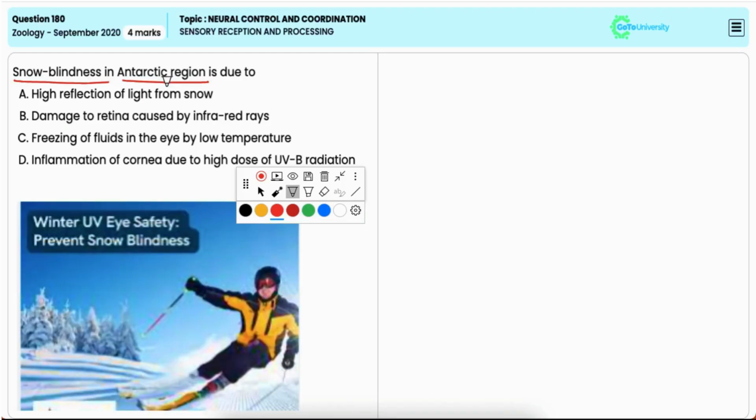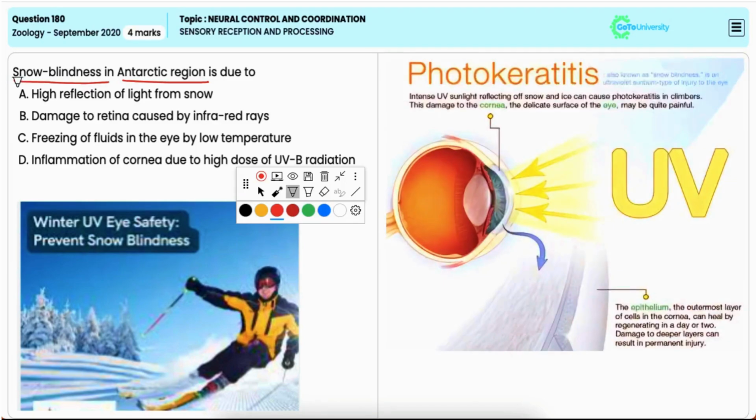Now, while snow does reflect a lot of light, which contributes to the problem, the main cause of snow blindness is not just the reflection of the visible light, but the damage which is being caused by the UV radiation. Hence, this is incorrect.